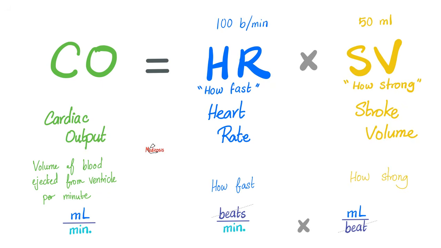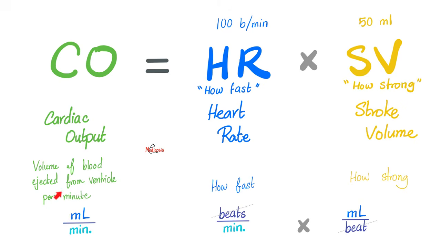Heart rate is measured in beats per minute. Stroke volume is measured in ml, or volume per beat. And then the beat will cancel with the beat, and you end up with ml on top, minute at the bottom.